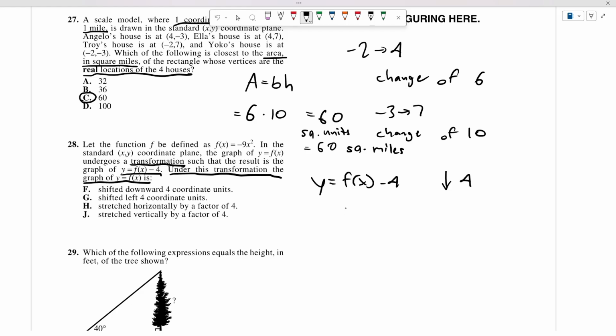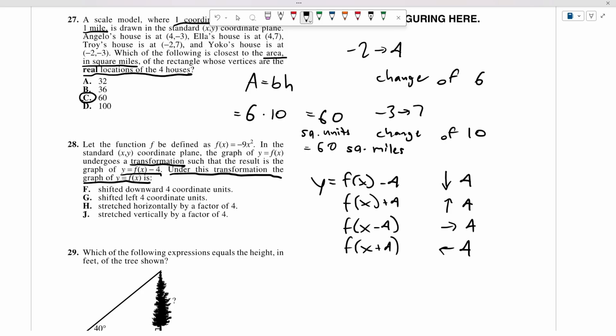For example, if it was f of x plus 4, it would be up by 4. If it was f of x minus 4 in the parentheses, it would be to the right by 4. And then if it was f of x plus 4 in the parentheses, it would be to the left by 4. This is a guide that you can use in the future if you don't memorize these transformations. But that's how each function shifts, based on where the constant is being added or subtracted.